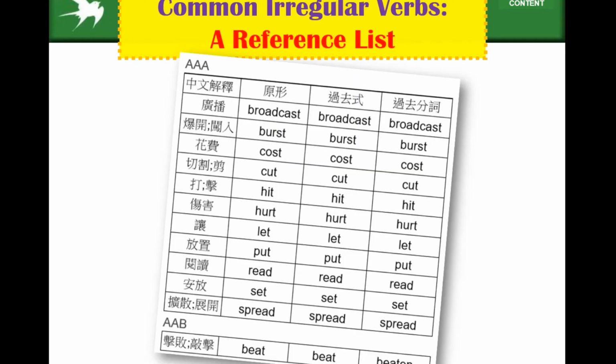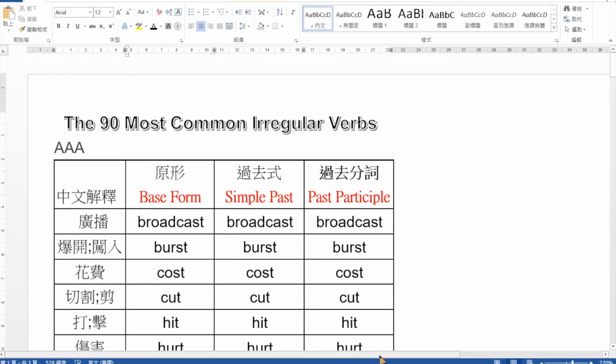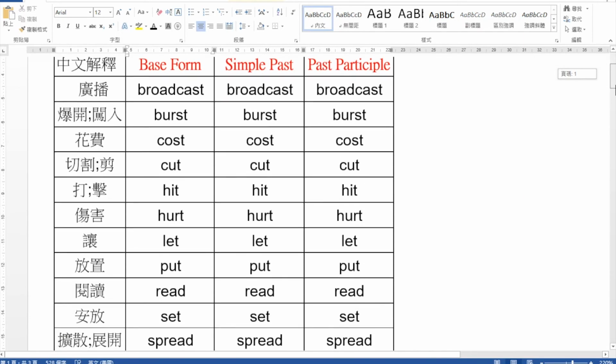Now please take out the handout you got in the last class. Here we have the 90 most common irregular verbs: base form, simple past, past participle. Please repeat after me.